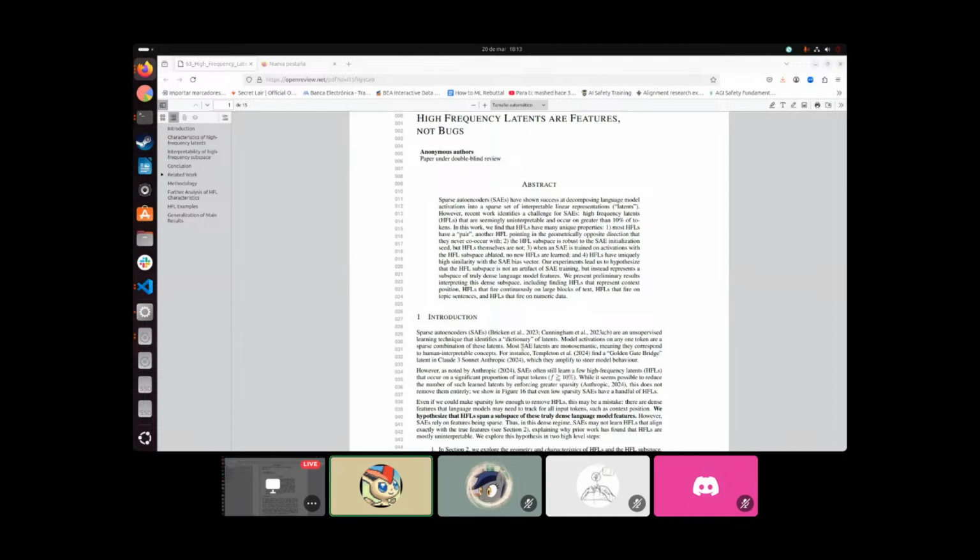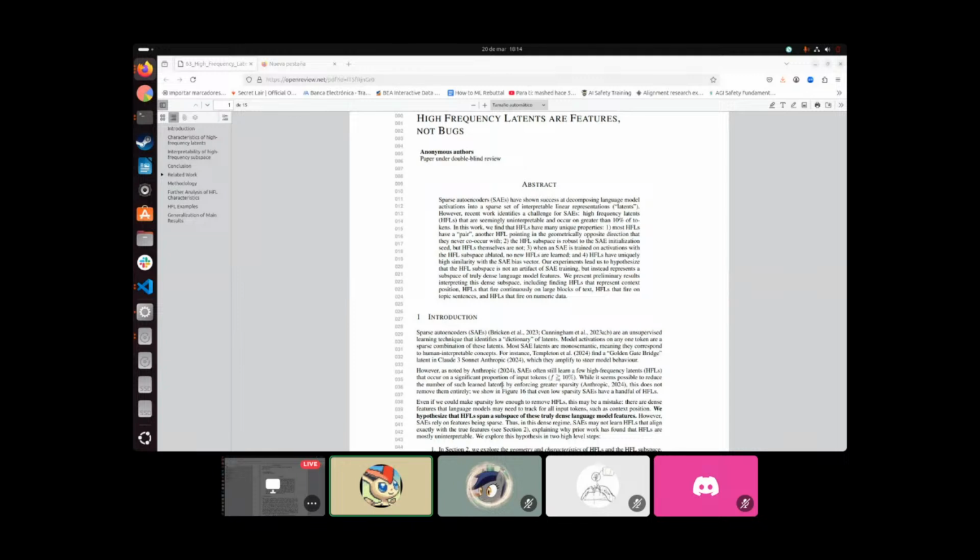Do they mean that there's a space consistently? Okay, they'll explain it more later, I guess. I'll write it down as a thing to ask them later. Okay. When the sparse autoencoder is trained with activations with the high-frequency latent subspace ablated, no new high-frequency latents are learned. And the high-frequency latents have uniquely high similarity with the sparse autoencoder's bias vector.